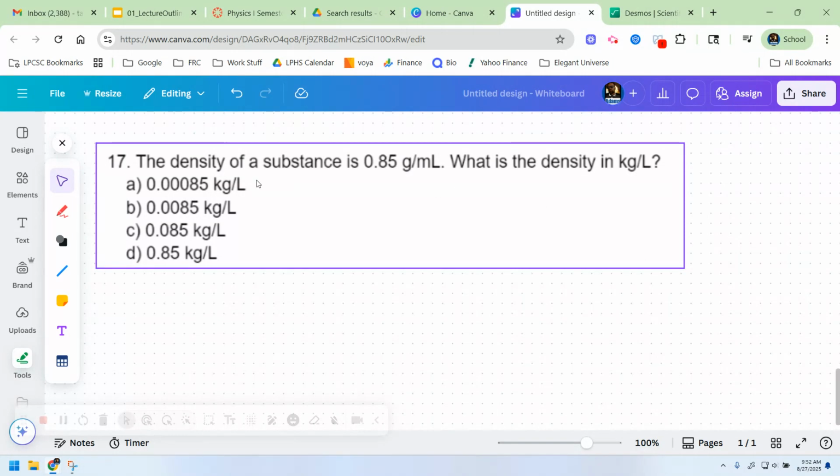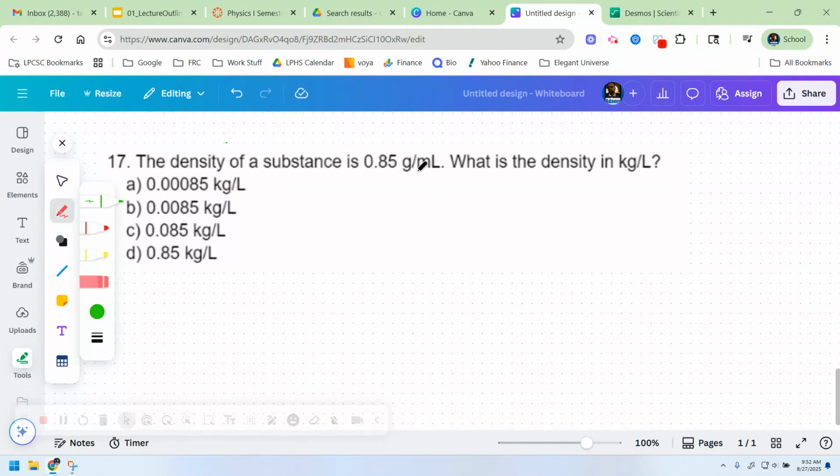Okay, so basically what we're going to do is convert 0.85 grams per milliliter to kilograms per liter. So grams and kilograms, those are masses, right? That's a mass, and this is a mass.